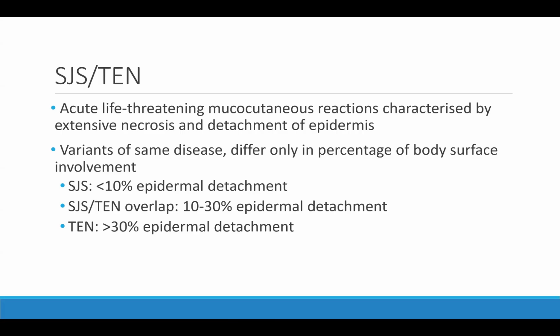We shall first look at SJS-TEN. This can be defined as acute life-threatening mucocutaneous reactions characterized by extensive necrosis and detachment of the epidermis. SJS-TEN are variants of the same disease. They differ only in the percentage of body surface area involvement. For SJS, we have less than 10% epidermal detachment. SJS-TEN overlap 10 to 30% epidermal detachment, while TEN is defined as more than 30% epidermal detachment.